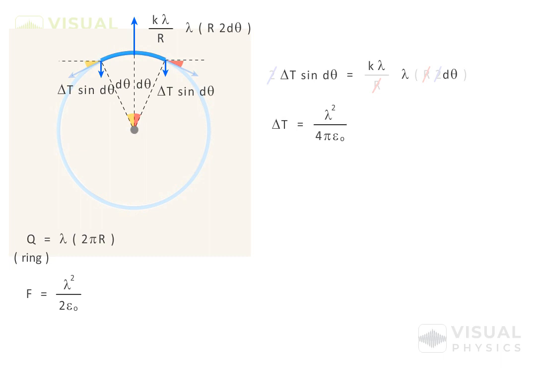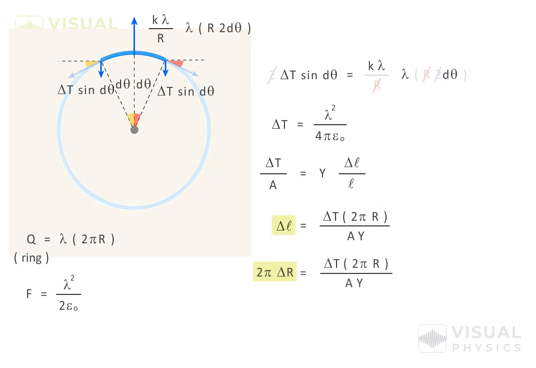Now, this increase in tension produces an additional stress in the ring, causing it to stretch. The additional stress will be related to the additional strain by this equation. Solving this equation, we get the increase in length of ring, from which we can find the increase in its radius.